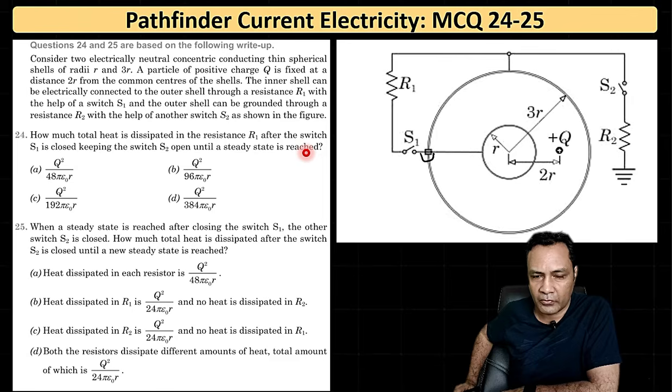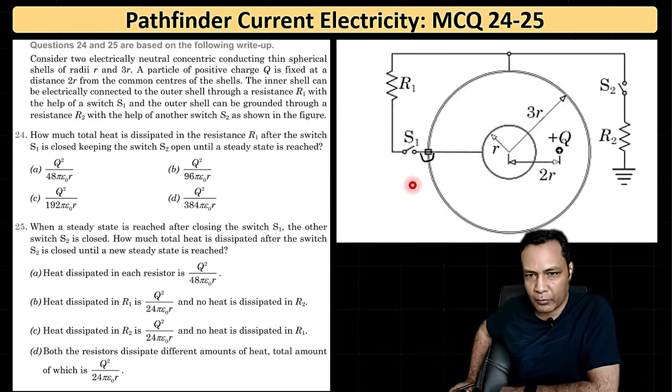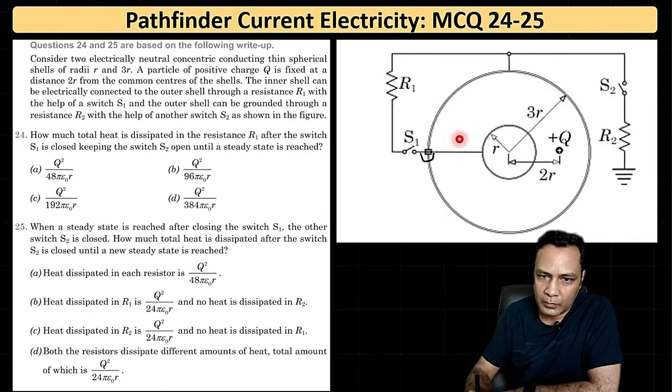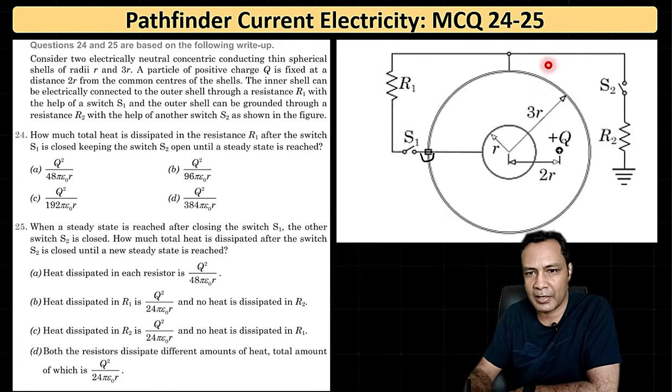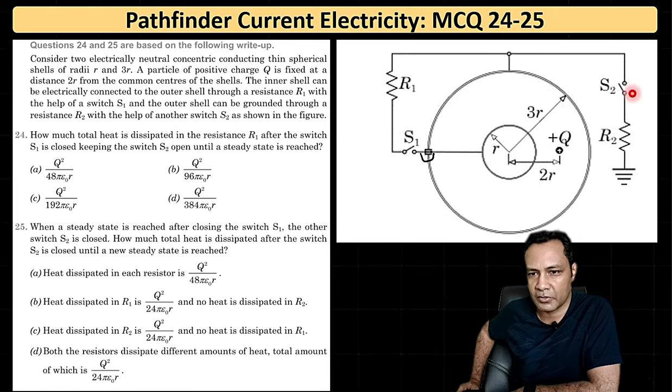Question number 25 asks: the steady state is established, and S1 is closed, let it stay closed, and before this S2 was open, now S2 is also closed. After S2 is closed, and another steady state is established, how much more heat is dissipated? These are the two questions asked. So let's try to get the answer of question 1.